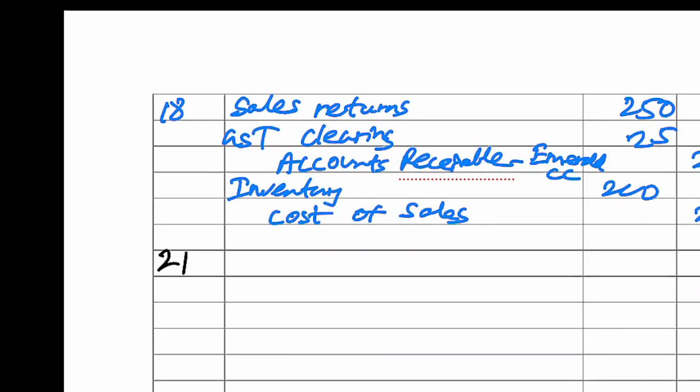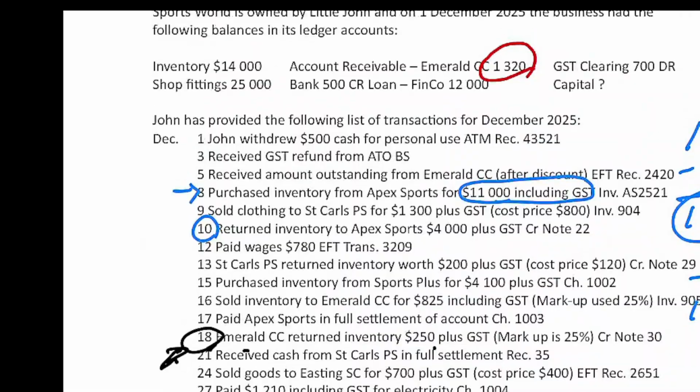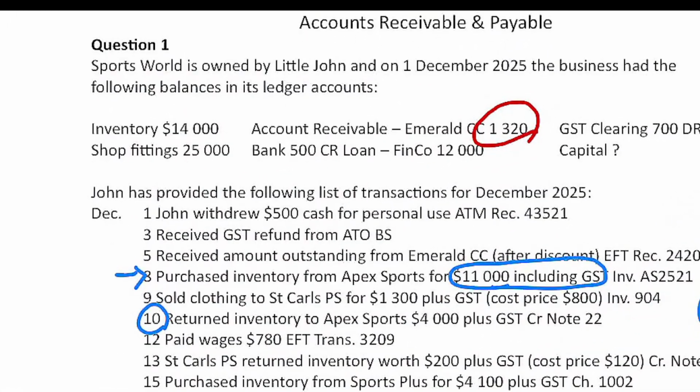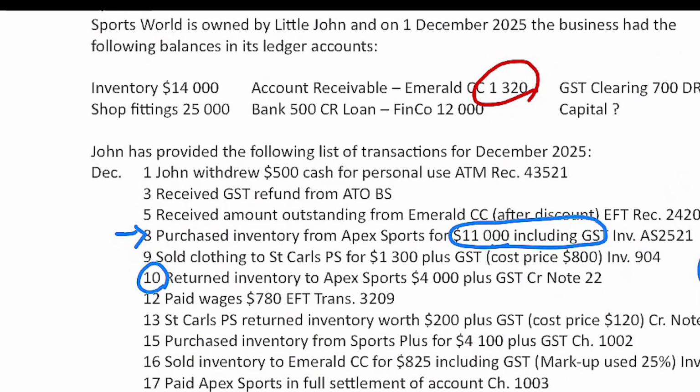So what is the double entry, guys? Did you get 121? From 1210, what do you do? Times by 10%, which is 121. Then 1210 take away 121 is 1089.